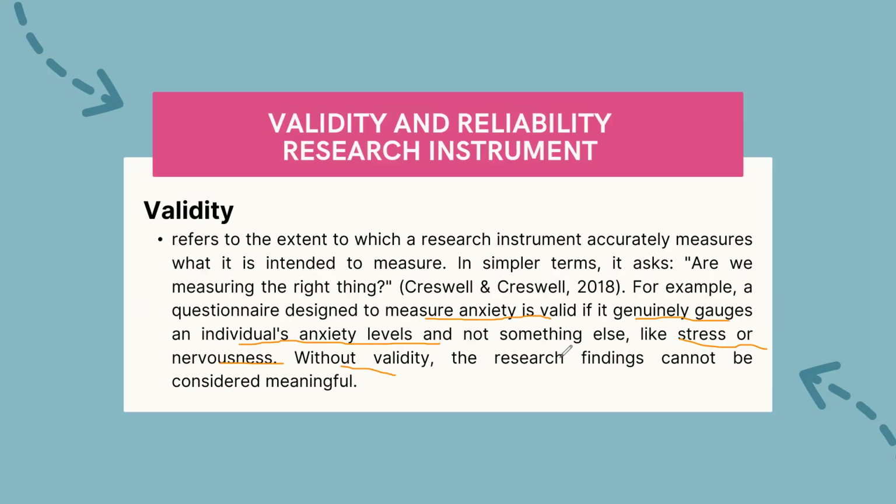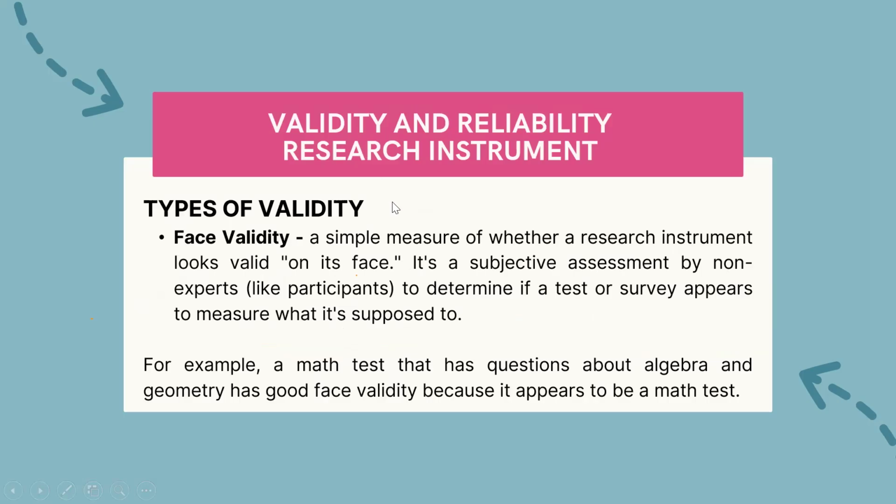In short, a reliable instrument is one that provides consistent results, while a valid instrument is one that accurately measures what it is intended to measure. And here, we do have different types of validity. To start with, let me first erase everything. First type of validity is the face validity.